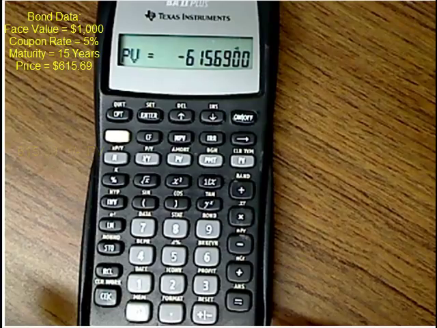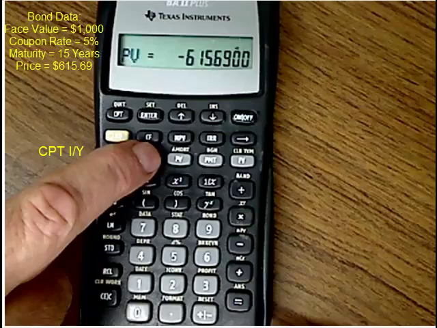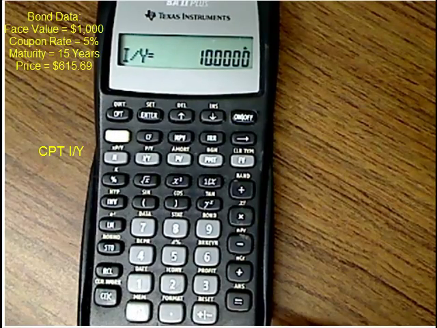And now I'm almost done. Now all I have to do to find the yield is to compute IY. And that tells me that the yield is 10%. That's the required return on this bond.